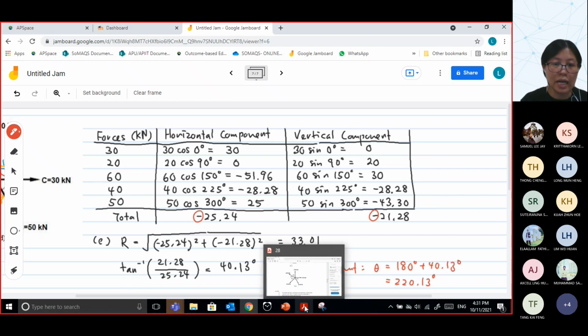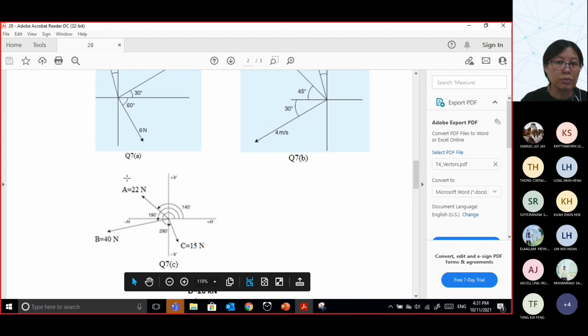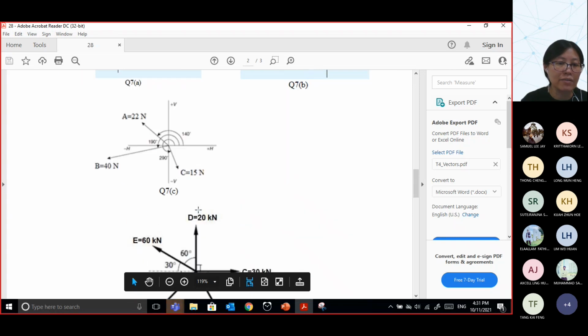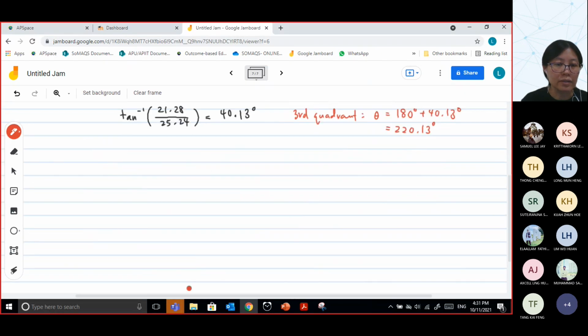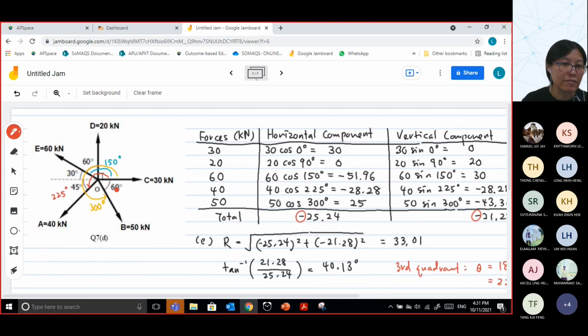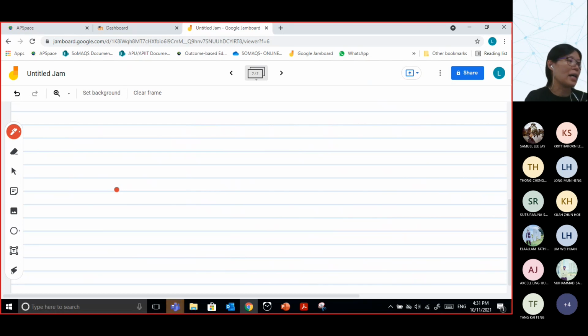Suppose you still have another 2 questions, 7B and 7C. So I give you the answers so you can check them. For 7B, the total horizontal will be negative 6.46. Vertical is 2.41.